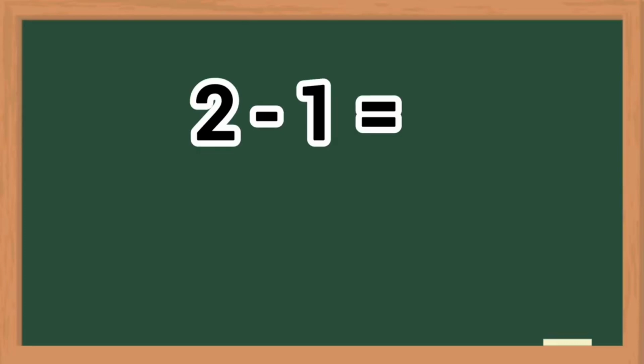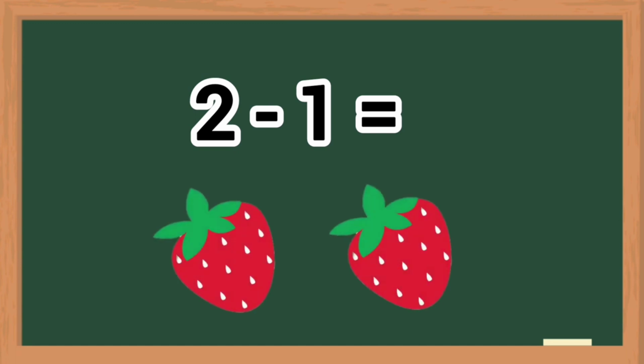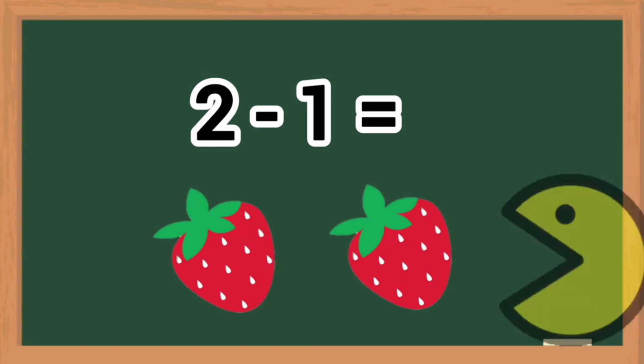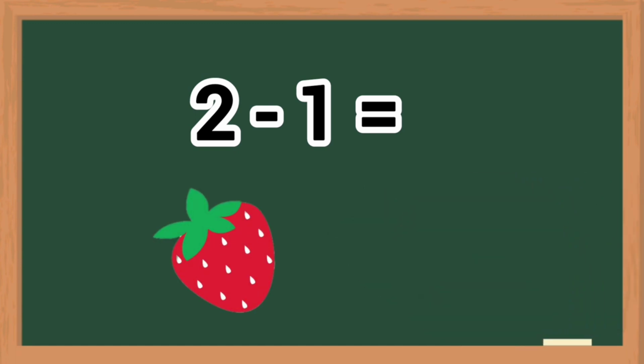2 minus 1 equals 2. Now give me the answer. So, now we take 2 strawberries and eat 1. So how many strawberries are left? 1 strawberry. Yes, you are correct. So the answer is 1.